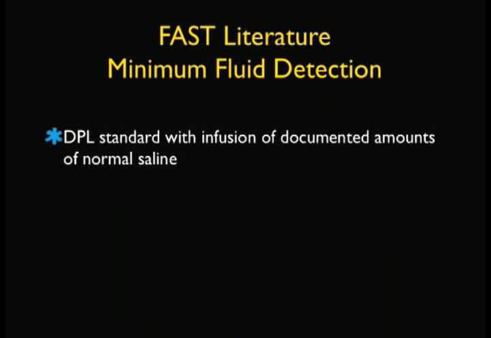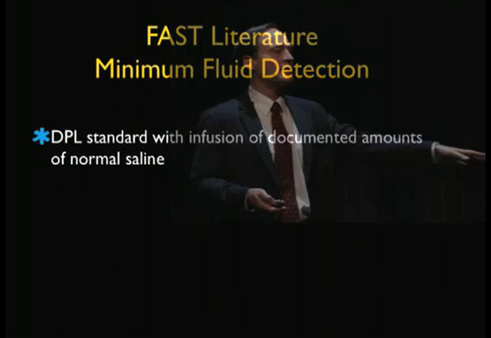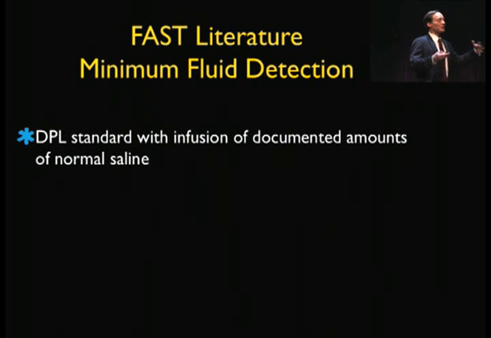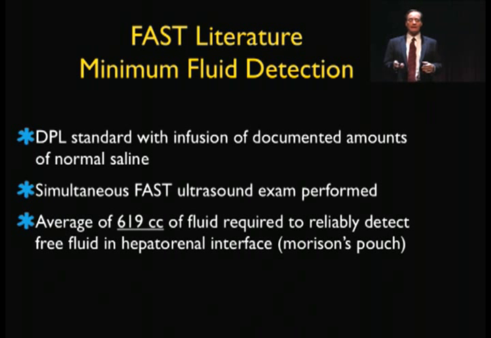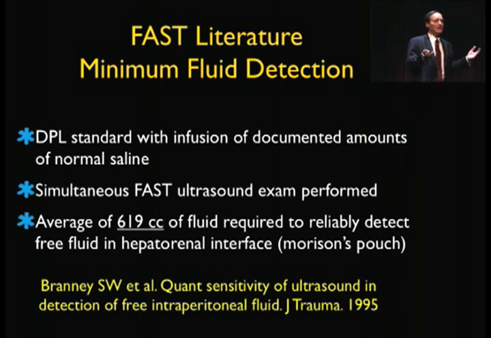So the question is, how much free fluid does it take to make a positive right upper quadrant FAST exam? I actually was kind of shocked by this, but I was a medical student out at Denver General, and I remember they were putting DPL catheters into patients at that time and putting aliquots of fluid in at the same time, looking with ultrasound to see how much fluid it takes to make a positive right upper quadrant. And what's really surprising is it actually takes a lot of fluid. It can take up to 619 cc's of fluid to make a positive right upper quadrant FAST exam. And that was done sequentially by putting in aliquots at the same time that you had medical students looking with a probe.